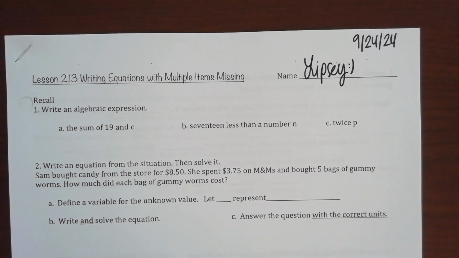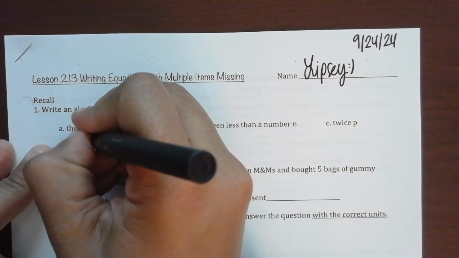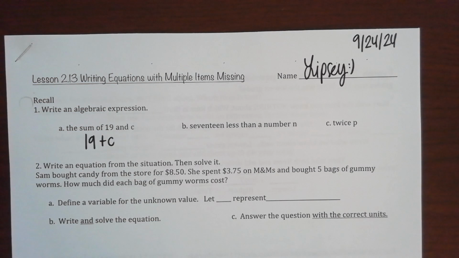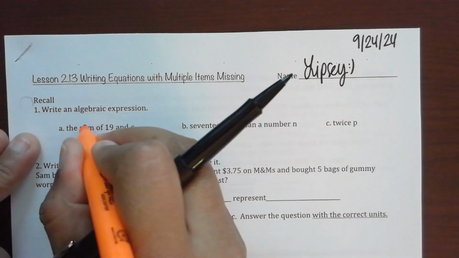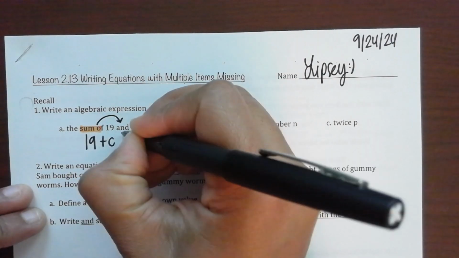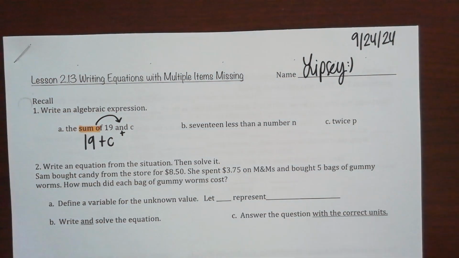It says write an algebraic expression, the sum of 19 and C. The sum of 19 and C. 19 plus C. Because what is the operational phrase that's important here? Sum. And remember, when we see an of, we need to look for a what? An and. Do I see an and? Yes. I see it right here. That tells me where the plus sign goes. Any questions there?